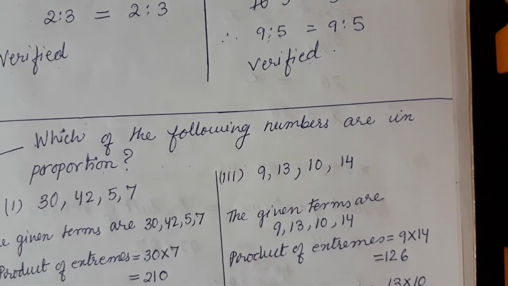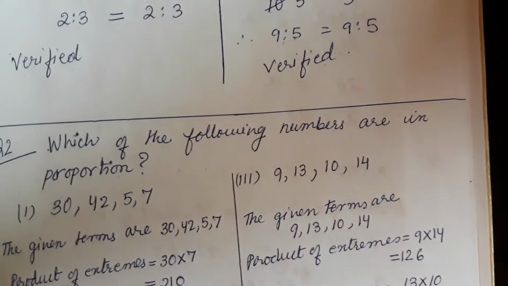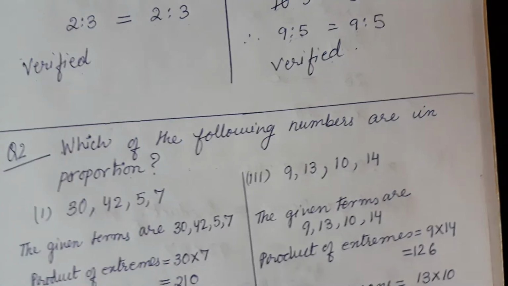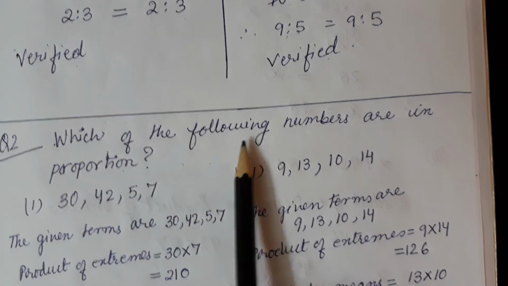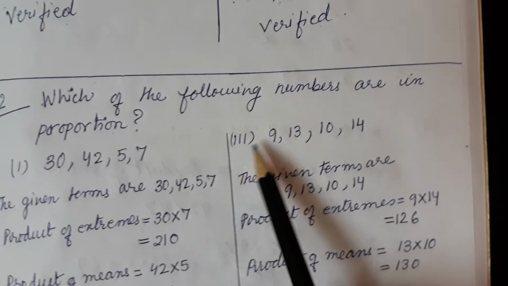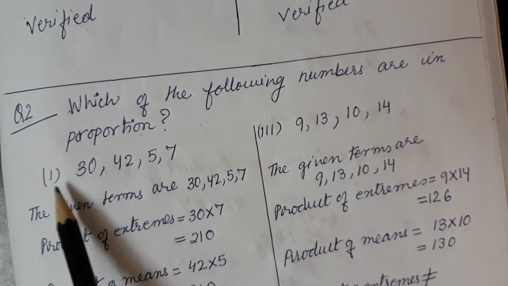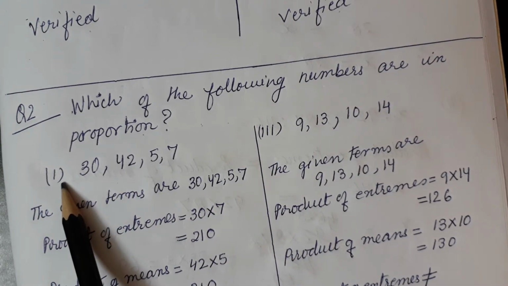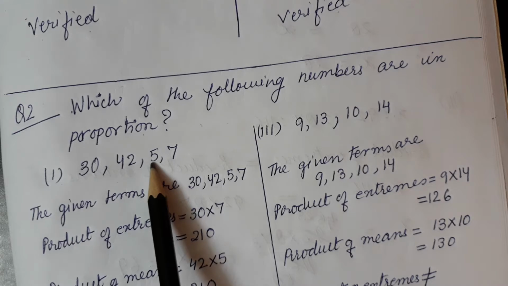Now we come to question number 2. In question number 2, what we have to do is find whether the given numbers are in proportion or not. So we start with the first one. The given numbers are in this order: 30, 42, 5 and 7.